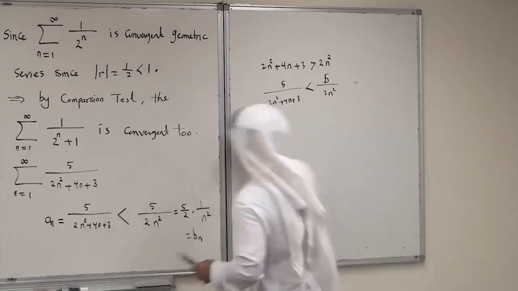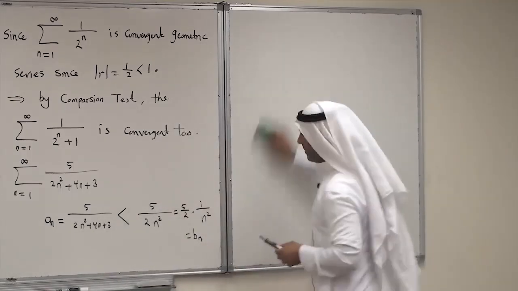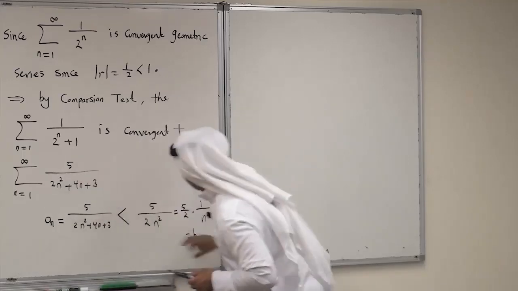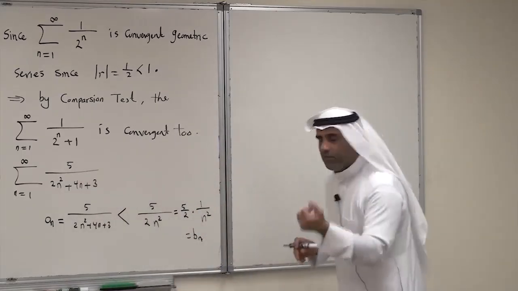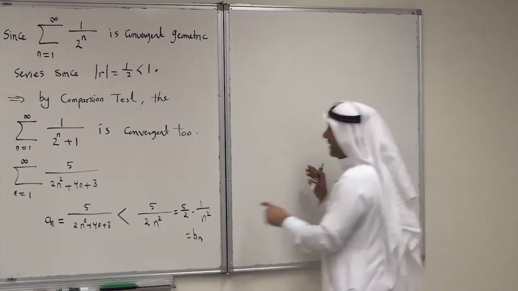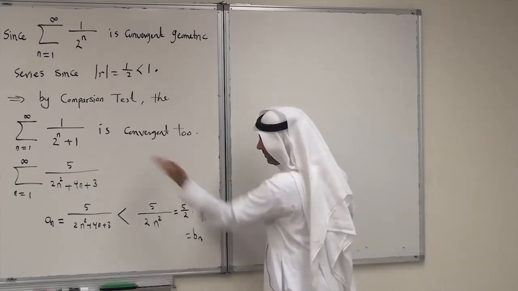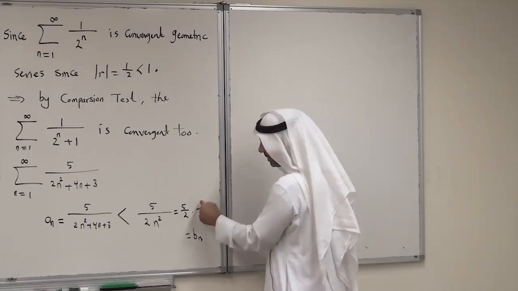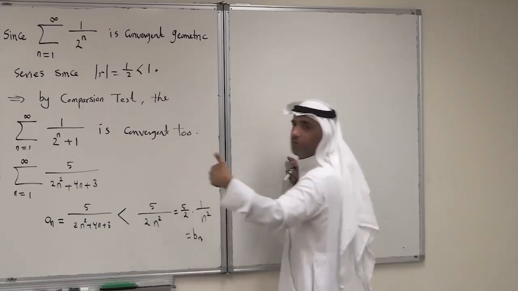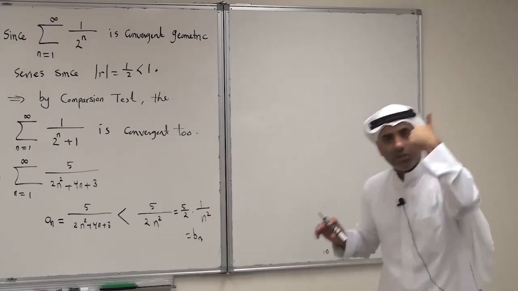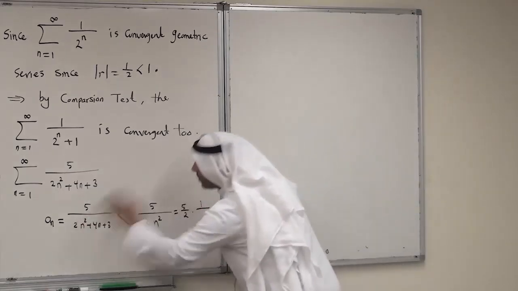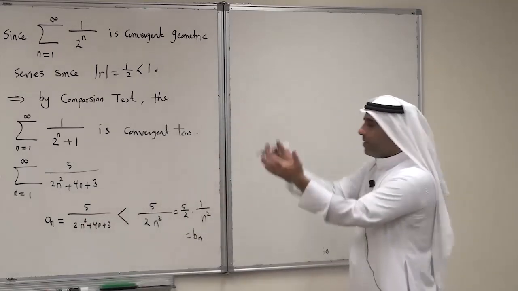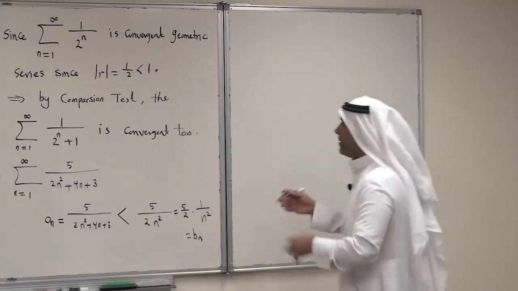Now, what is the benefit of comparing the expression given with 5 over 2 times 1 over n squared? We know from the previous discussion that the series of 1 over n squared is a P series with P equal to 2, which is greater than 1. So it is convergent. This is the larger one, which is convergent, so the smaller one is convergent by the comparison test. We need to write our answer carefully.